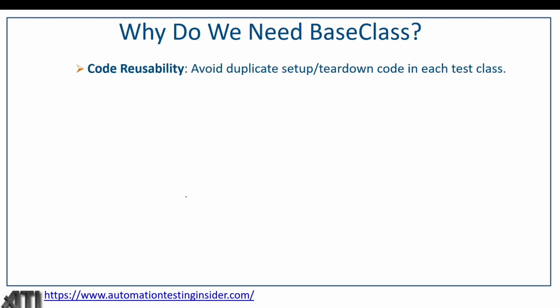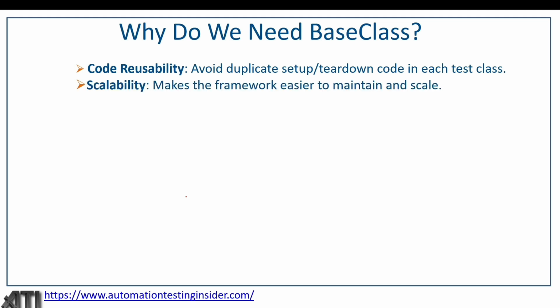Why do we need a base class? Code reusability, as we have discussed for the config.properties as well. Same thing here: avoid duplicate setup and teardown logic for each test class. No need to do that. We can set up easily inside this base class, and then we can achieve our target.